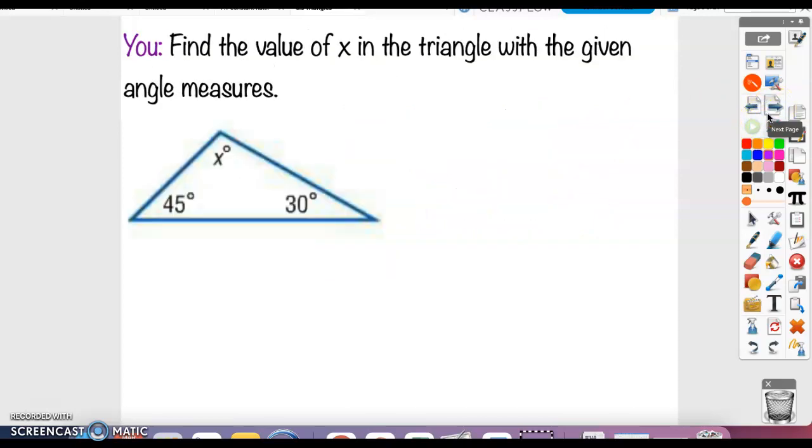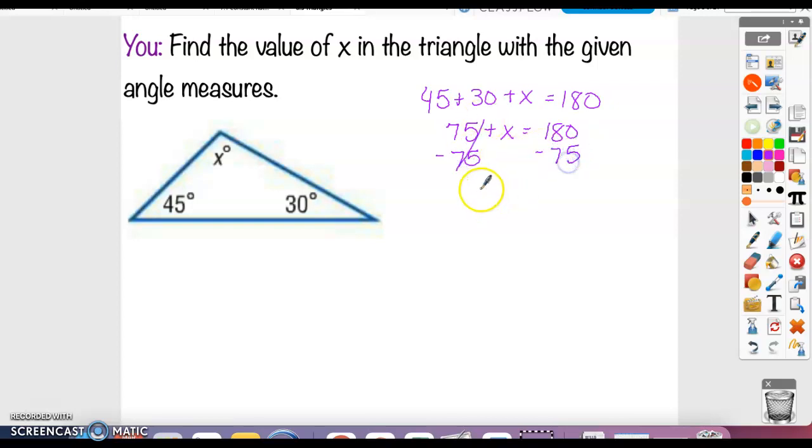Okay, next one. So again, we have one missing angle. And so we have 45, 30, angle X equals 180. Combine those like terms. So we have 75 plus X equals 180. Subtract 75 from both sides. Angle X is equal to 105 degrees.